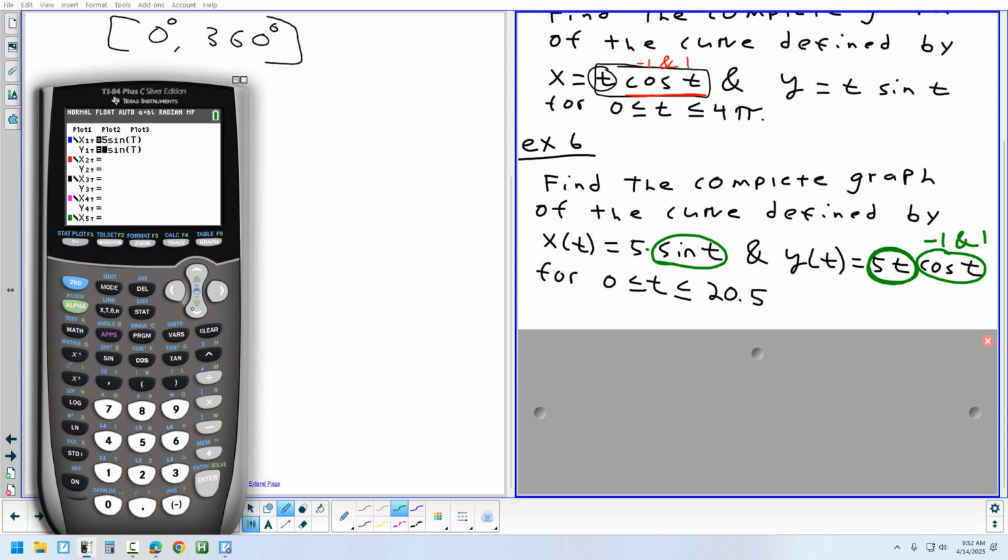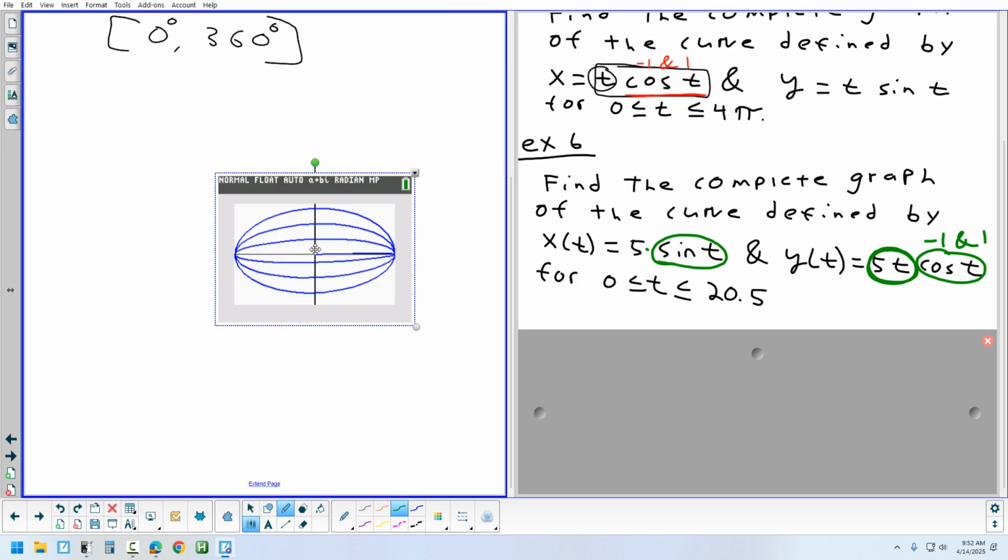So 5 sine t, and then 5t cosine t. But yes, there's going to be a 1/10 gap at the end that you shouldn't see. But that's okay. You'll still get a really good picture of what this looks like. And I doubt you'll even see the gap. There you go. All right. So that's what that picture looks like.